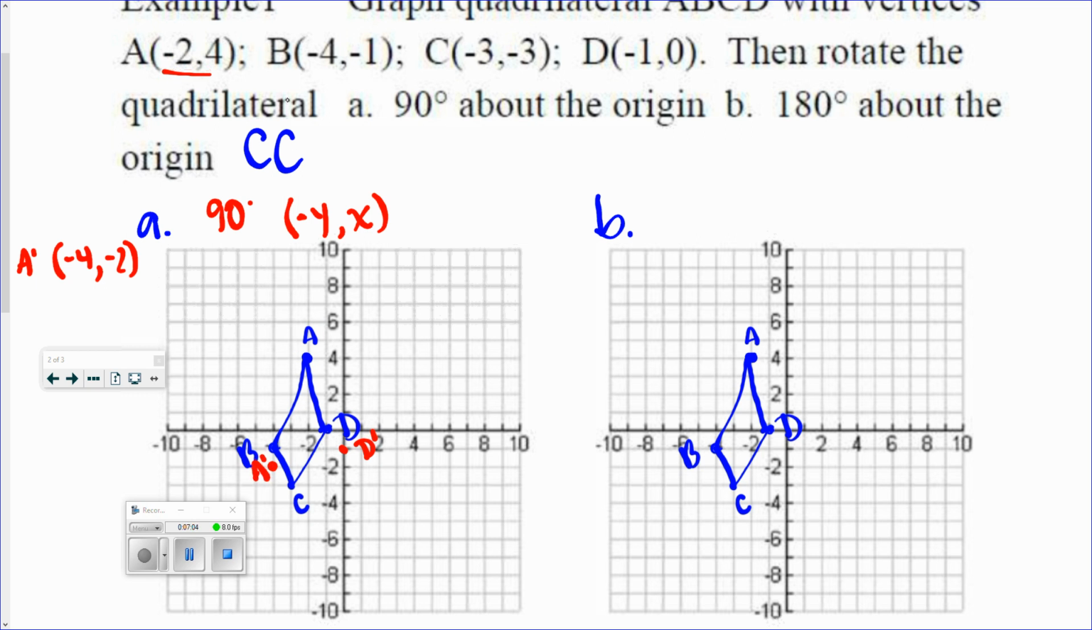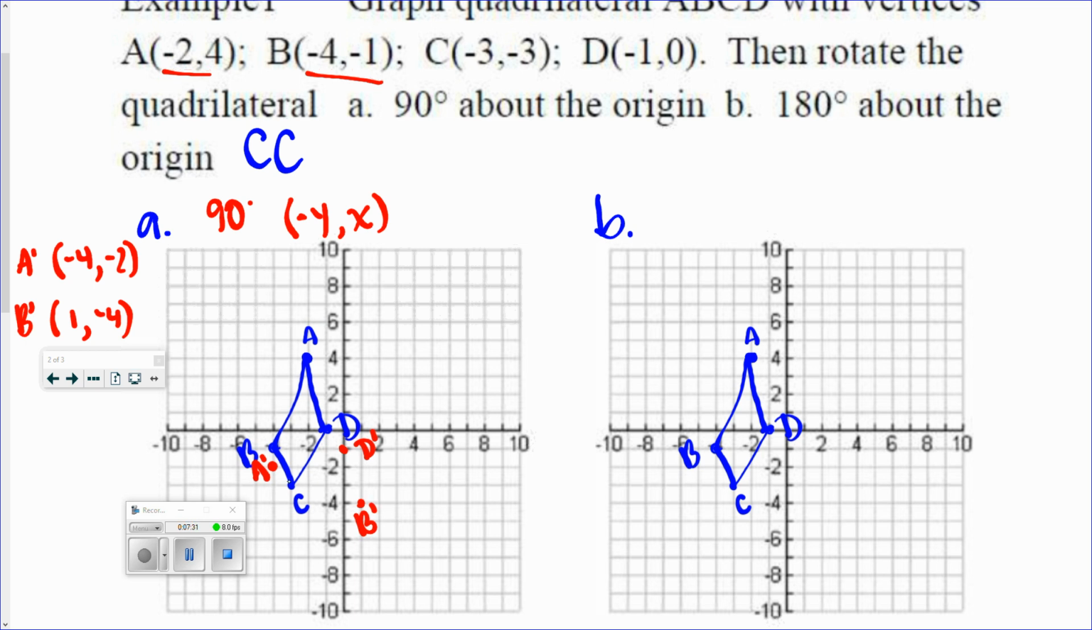If we're looking at B, it was starting at -4, -1. So the opposite of y is coming first, and then our x is coming second. So 1, -4. We talked about how if it was starting in quadrant 3, it should now be in quadrant 4, which is correct. So we are good there.